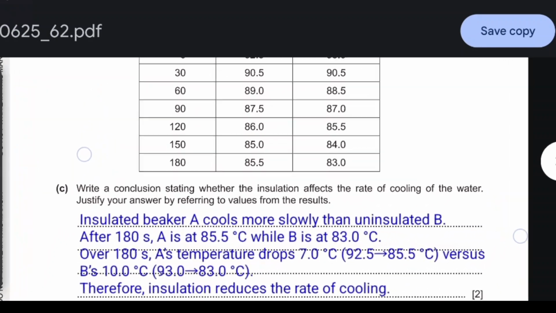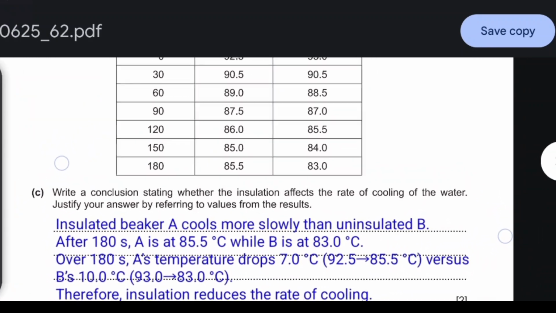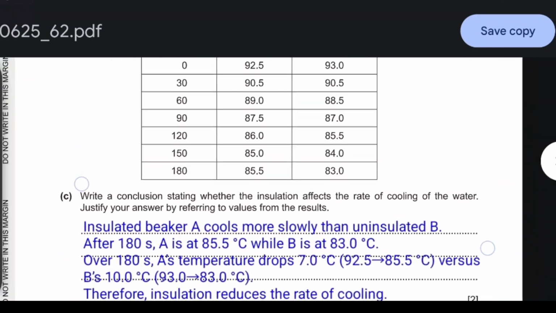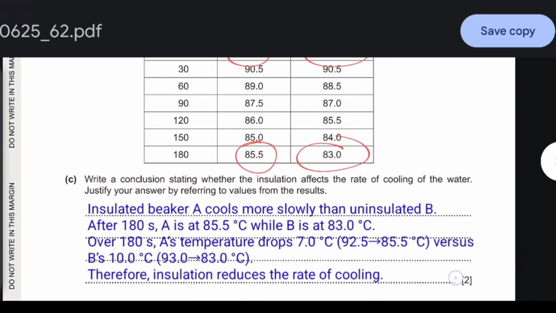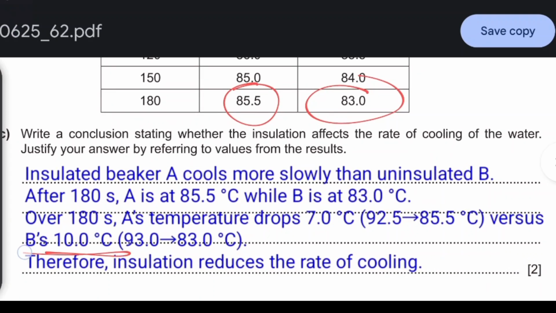Alright, we've already discussed this question, but I wanted to explain what justification means: you will subtract the readings. Okay, you will subtract this with this and this one with this, and you will check which has a greater temperature change. Look, beaker B has a greater temperature change. Okay, so it cools faster than beaker A.